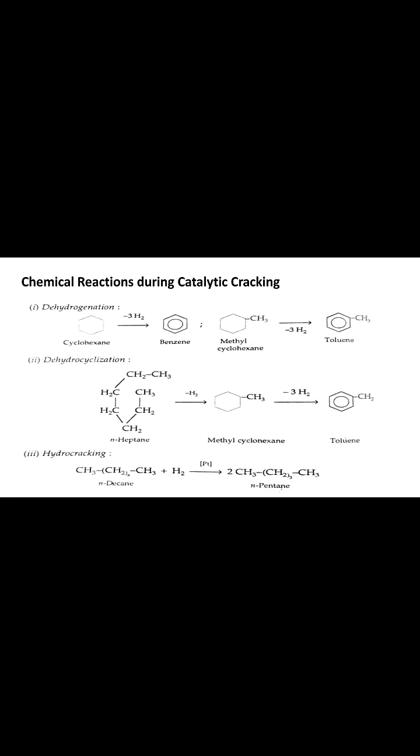The next chemical reaction is hydrocracking. n-Decane, when it is subjected to hydrogenation in presence of platinum catalyst, n-pentane is obtained. Last step, isomerization. n-Hexane on isomerization gives 2-methyl pentane. The hydrogen thus evolved during the catalytic reforming is used to hydrogenate alkenes, promote cracking of larger alkane molecules, hydrocracking, and remove sulfur in the feedstock as H2S gas.